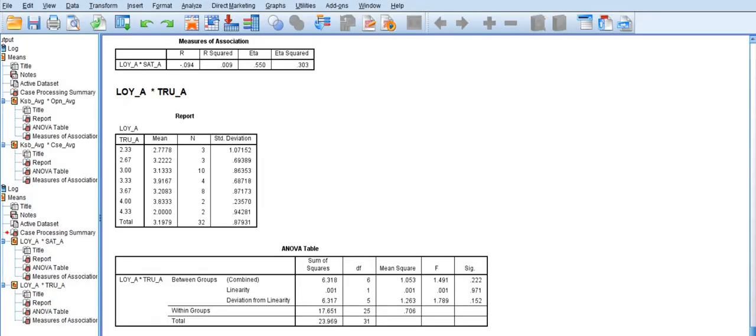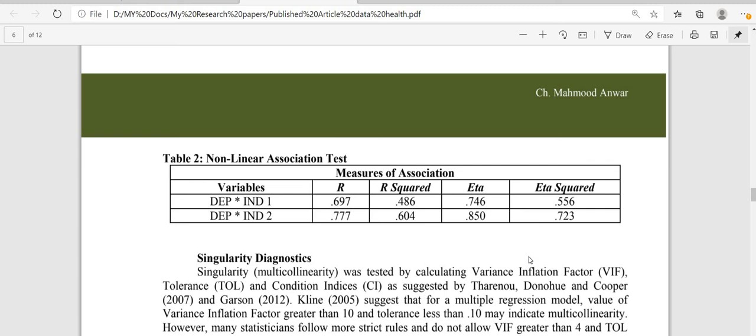So this is a very easy way I have told you to test the linearity assumption of a Gaussian linear regression model. I hope you liked this video. Thank you very much.